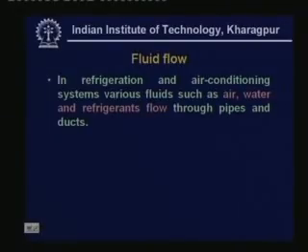Now these fluid flows are subjected to certain fundamental laws of fluid mechanics. So in order to understand or in order to design refrigeration and air conditioning systems, one must know the fundamentals of fluid mechanics or fluid flow. Okay, so that's what is mentioned here.